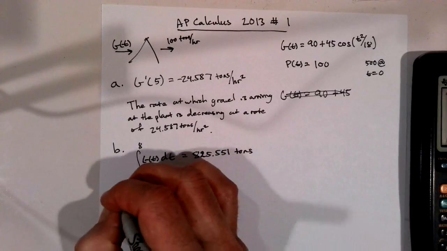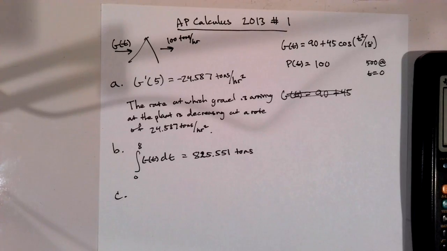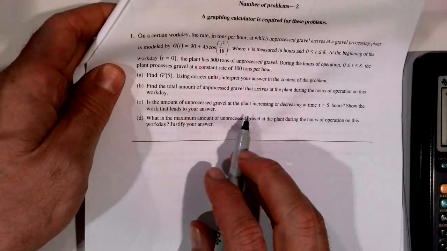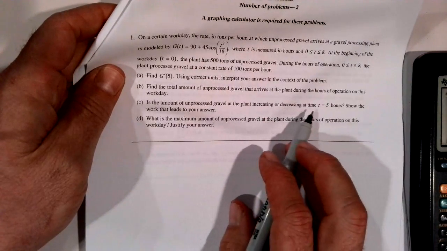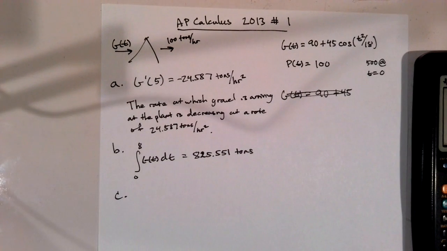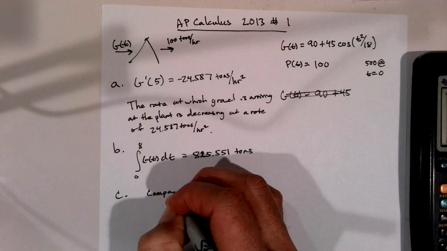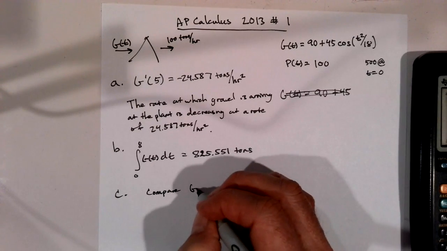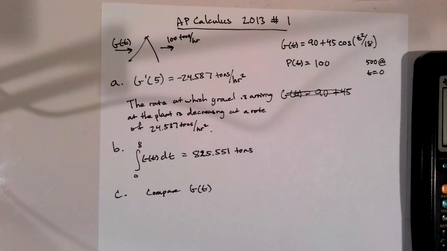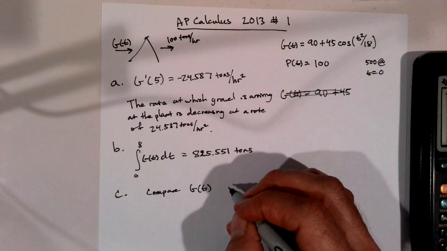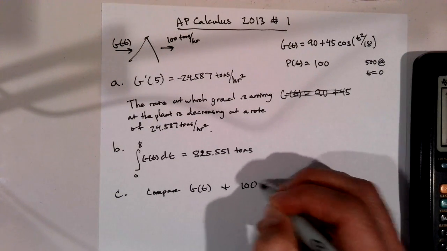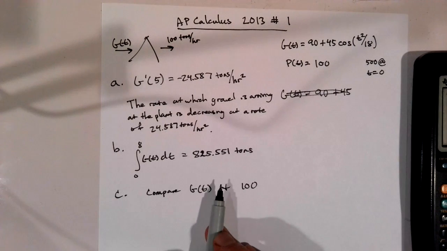That's how much arrives. Question C says, is the amount of unprocessed gravel at the plant increasing or decreasing at 5 hours? Well, what we want to do is compare the rate at which it's entering, which is G of t, and the rate at which it's leaving, which is 100. It's leaving at a rate of 100.